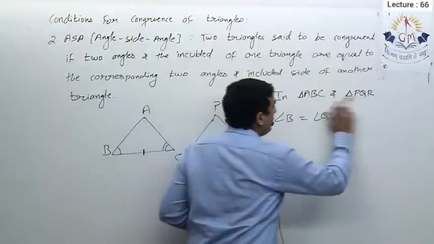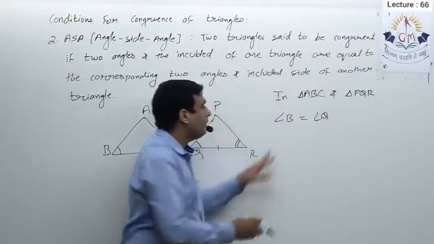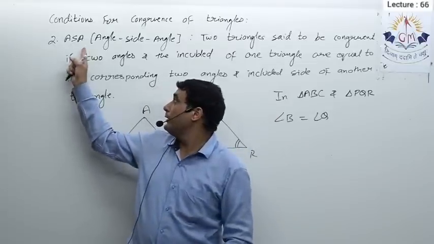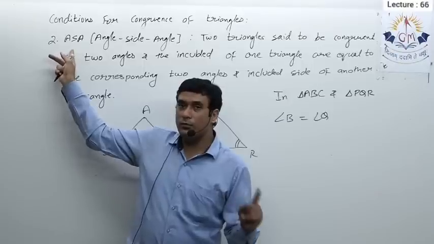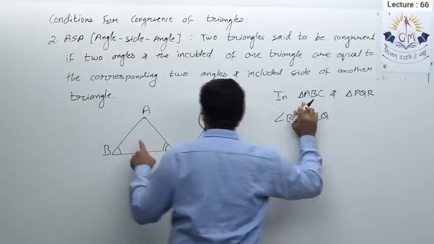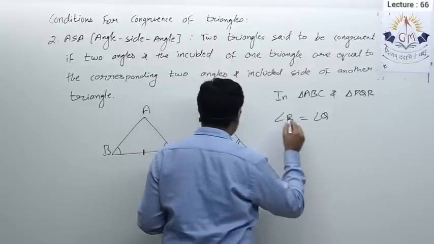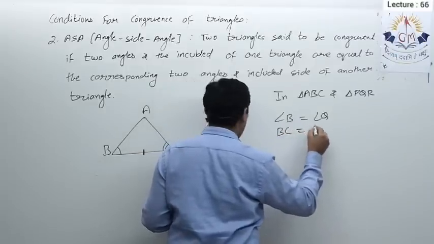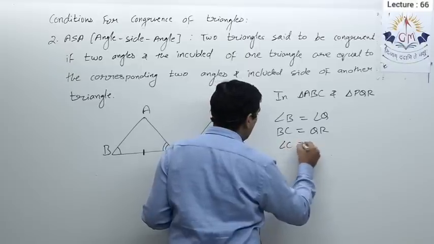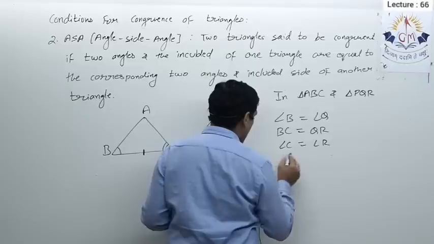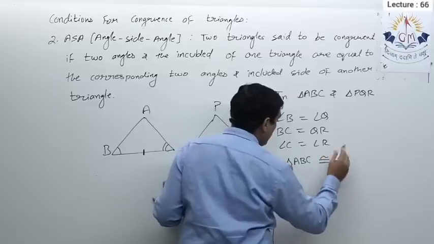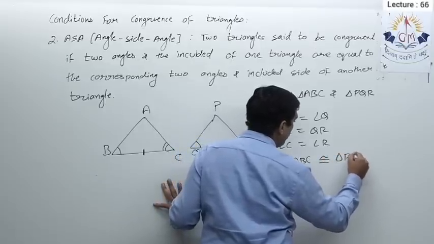That means the order in which you write the triangles, in the same order you have to write the corresponding parts, as well as following this order, that is ASA. So first angle, then side, and then again angle. So angle B is equal to angle Q, then BC is equal to QR, and then angle C is equal to angle R. So therefore triangle ABC is congruent to triangle PQR.